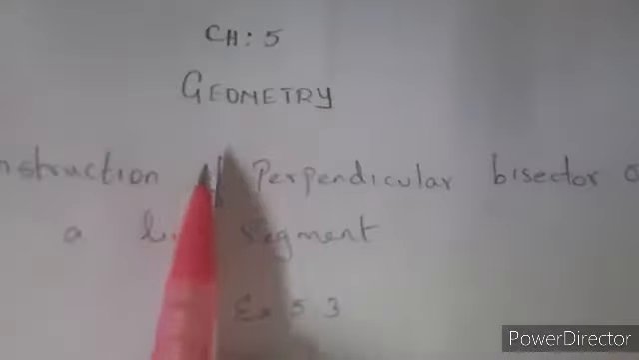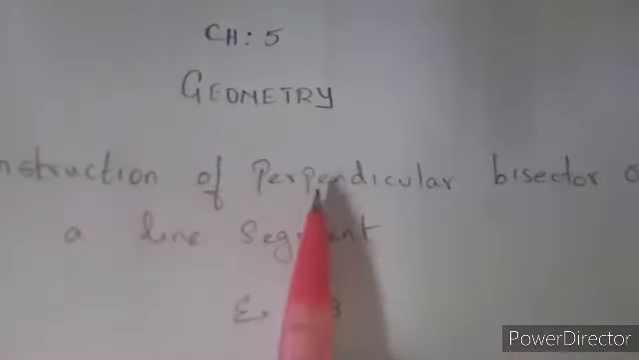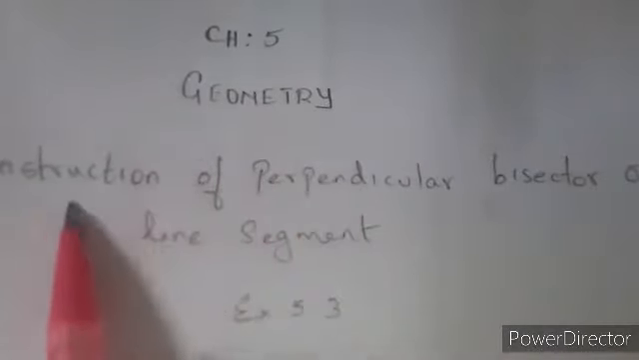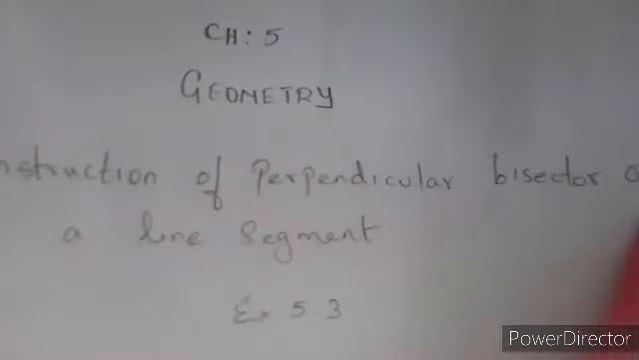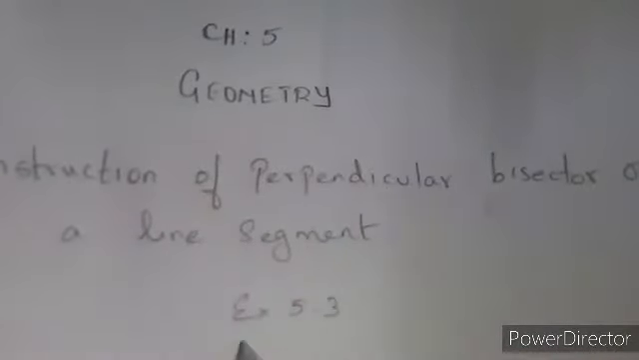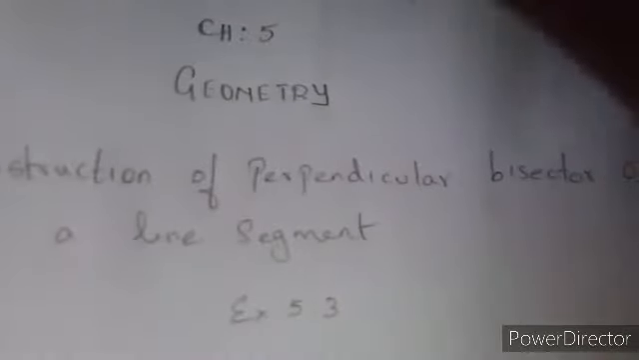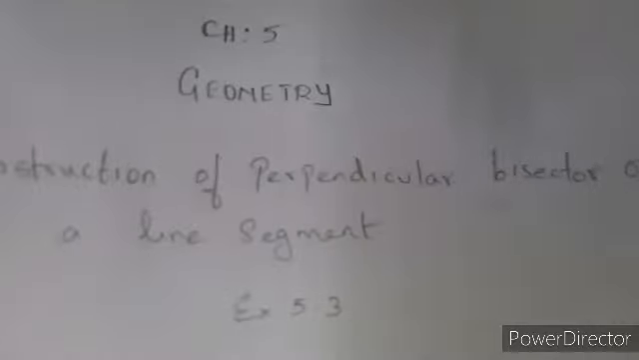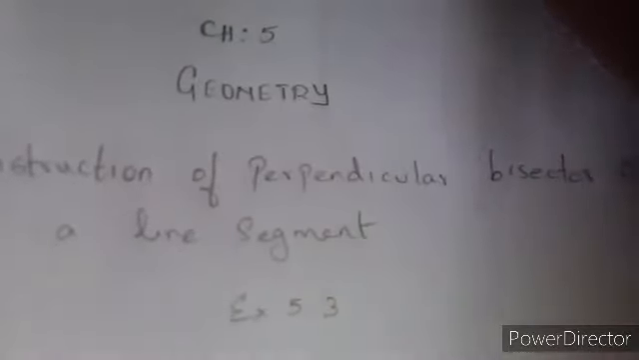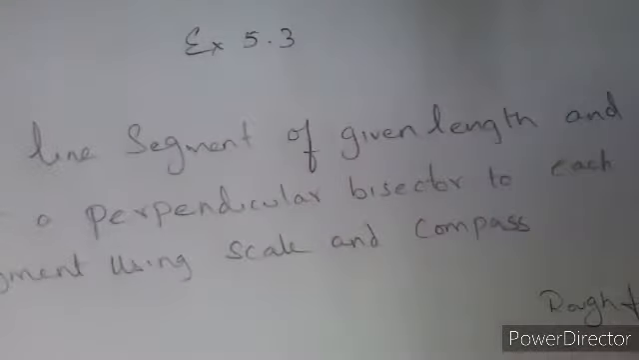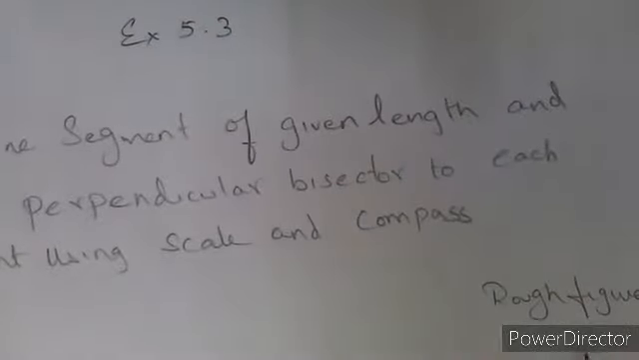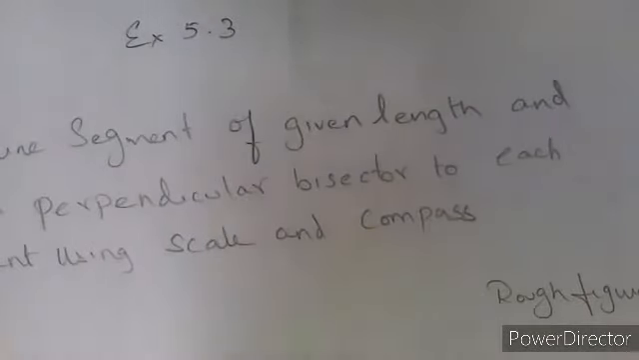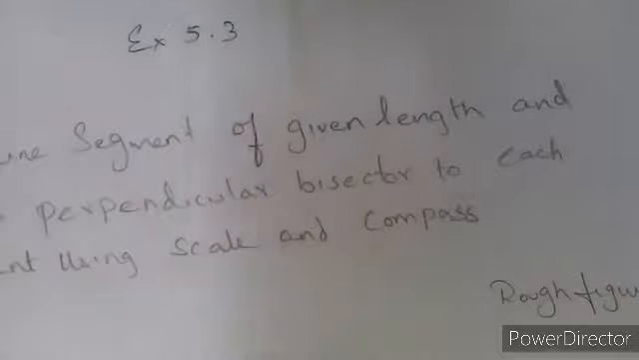Chapter 5 Geometry. In practical geometry, we are going to do construction of perpendicular bisector of a line segment. So exercise 5.3, question number 1. Please take your geometry note. On the right hand side of your geometry note, you have to construct your line segment perpendicular bisector with a rough figure. And on the left hand side of the geometry note, you have to write the construction.